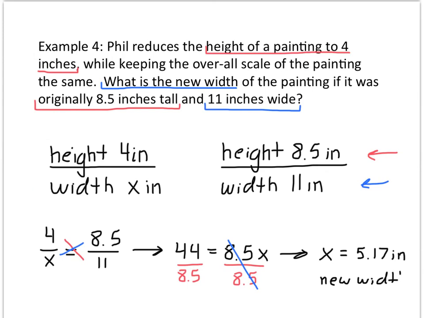And again, just to make sure that this makes sense, if I look at the original height, 8.5 was less than the original width. So it makes sense that our new height 4 is less than our new width of 5.17 if I want to keep the general scale, or in other words here, the overall scale the same, which we say that the word problem here does specify.